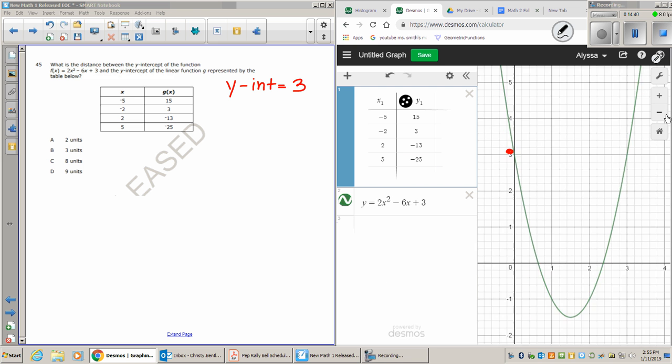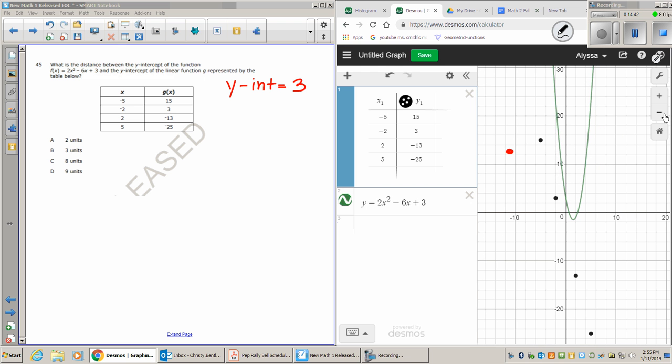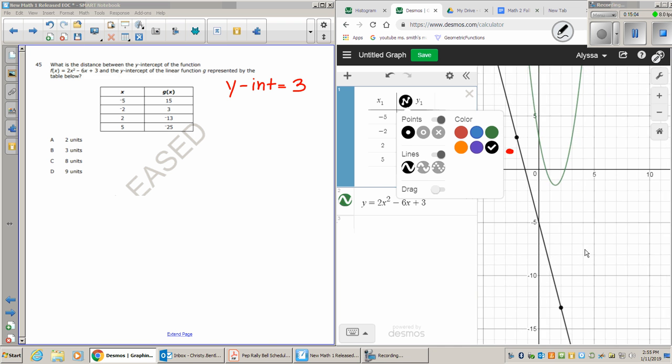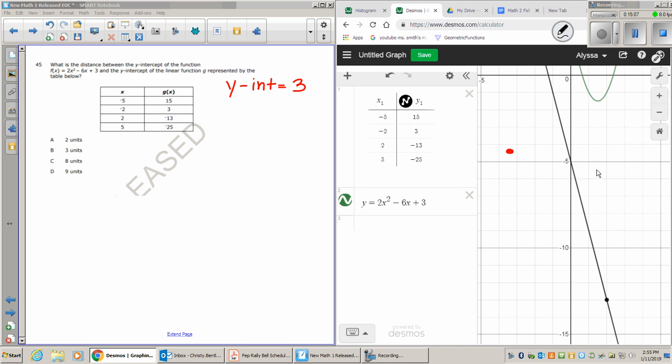Now, I'm going to zoom this out for just a moment. So there are the points of the linear function. Now, right now we're only seeing the points. If you take your pointer and hold the circle down on that black circle, you will see where we can turn on the lines. So you're going to turn the line on, and that's going to actually connect our points so we can see where the linear function crosses the y-axis. So this line has a y-intercept at -5.